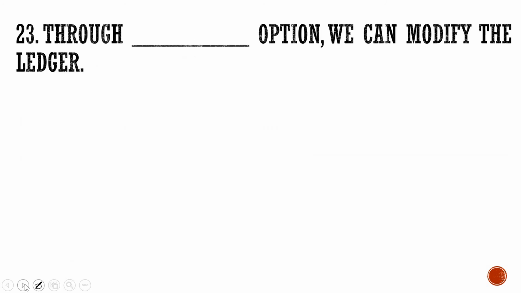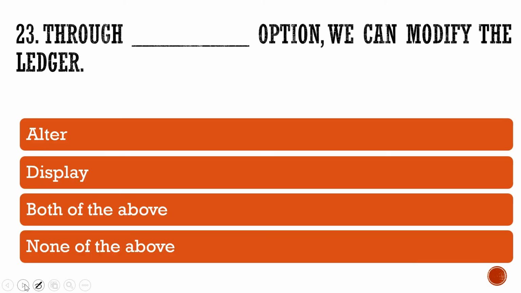Next question. Through dash option, we can modify the ledger. Yeah. If I want to modify a ledger, meaning I have to change the name of that particular ledger or change the group of that ledger, then which method do I have to follow? You have to press the key as alter. Only under alter option you would be able to modify a ledger, because display option is only to view the ledger, how the group has been defined to that particular ledger. But under alter, you will get the option to edit that voucher or to edit that ledger. So alter is my correct answer.